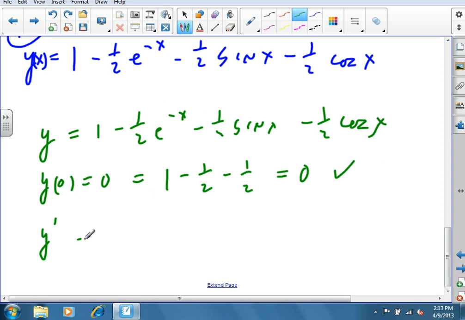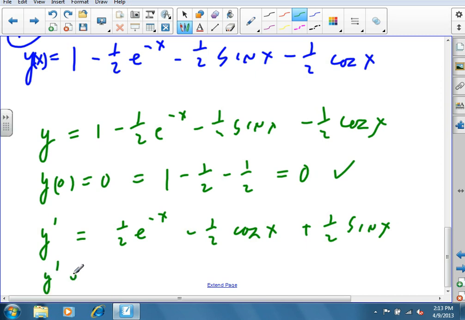y prime is equal to 1/2 e to the minus x minus 1/2 cosine x plus 1/2 sine x. y prime at 0 is supposed to be 0. 1/2 minus 1/2. Check.